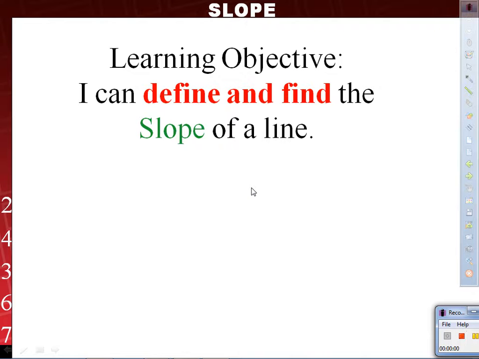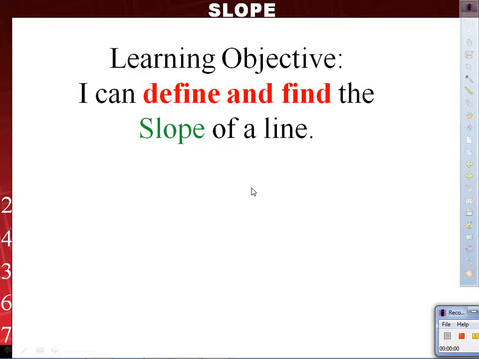Our objective for today: I can define and find the slope of a line. Let's read together. One, two, three. I can define and find the slope of the line. Yes, we're finding and defining the slope of a line.